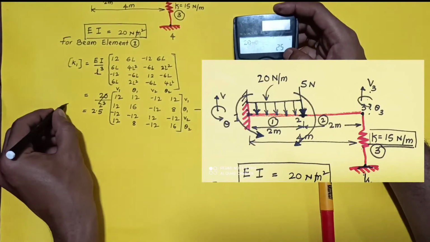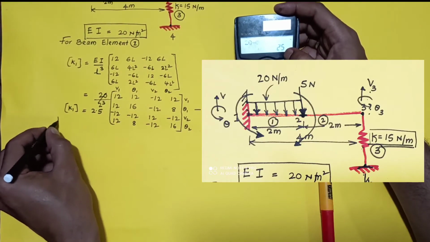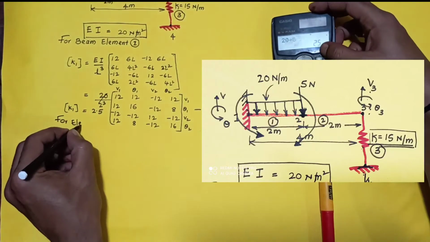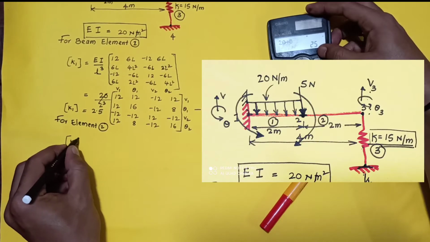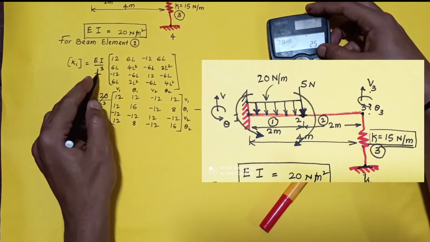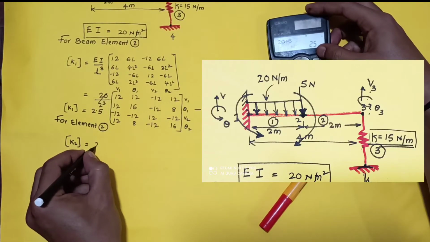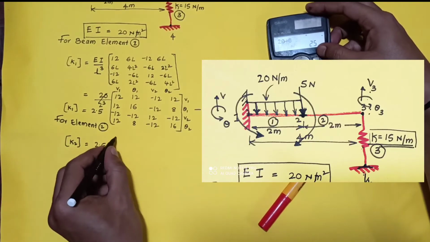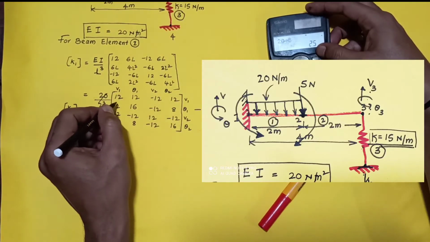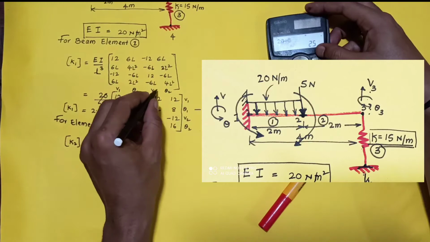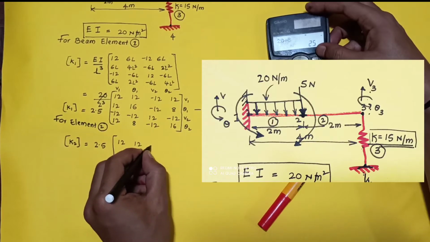Similarly, we will calculate for K2 also. For element 2 we will write K suffix 2, again EI by L cube. So EI is 20 and L is again 2, so we will get 2.5 outside the matrix. Inside the matrix you will again have the same matrix elements. Only the outer deflections will be different. Now I will write the same elements in the matrix.